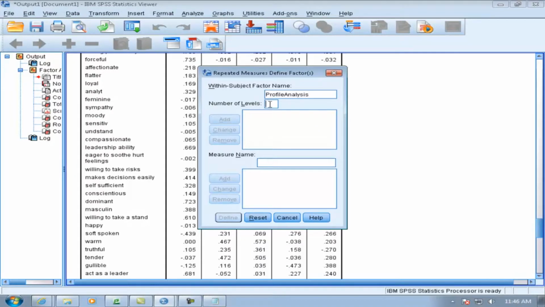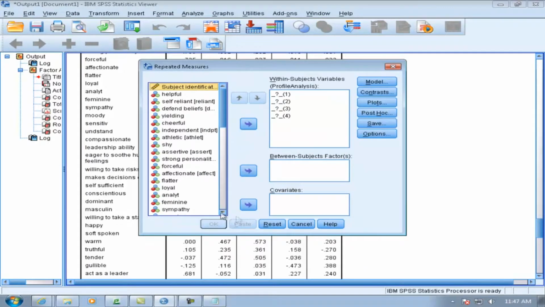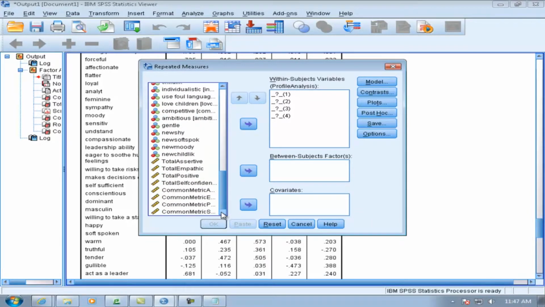Okay, 4 levels. Add. Now I got to go down here to define. Now I got to put them in. We're going to go down to the common metric ones. See, we got common metric for assertive, empathic, positive, and so I'm going to put in the first one, which was assertive. Now they're all on the same metric now.